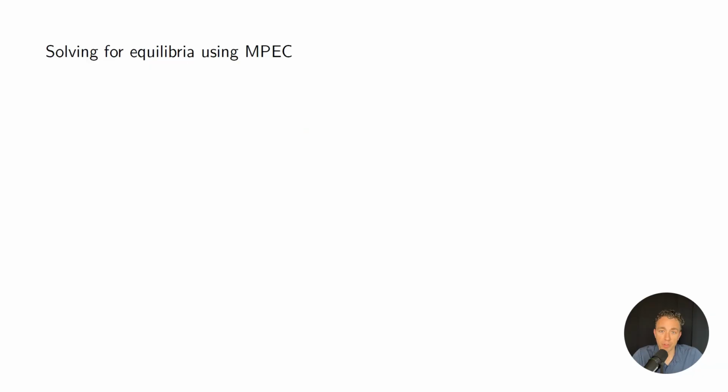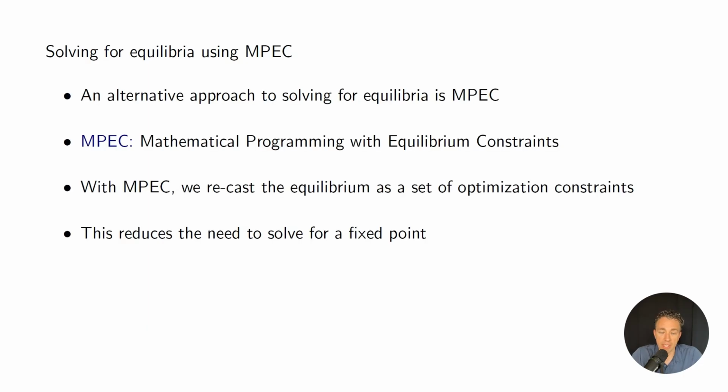An alternative approach is to say, well, let's put constraints on the values that the parameters could take on by telling the optimizer what the equilibrium is that needs to be satisfied. And then maybe the optimizer can make smarter guesses about the parameter values. So this technique is called MPEC, where basically you're recasting the equilibrium as a set of optimization constraints, and it's going to make it easier to find that equilibrium.